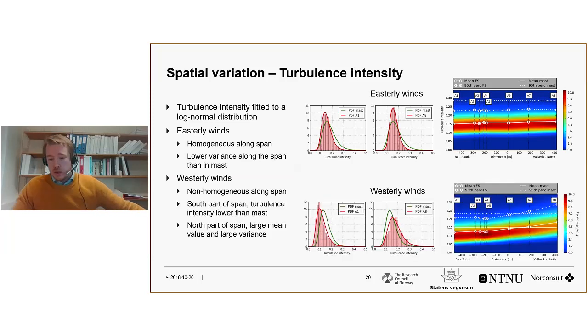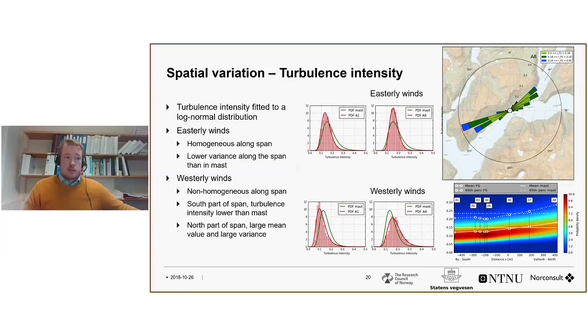Now, looking at the westerly winds, these colored figures are a top view of the probability distribution along the span. So for the easterly winds, we see a very homogeneous situation, but for the westerly winds, we see that both the mean value and the variance of the turbulence intensity distribution are changing. So again, this effect that we see in the northern part of the span is probably due to flow over this mountain.